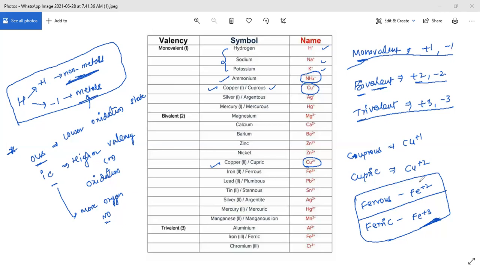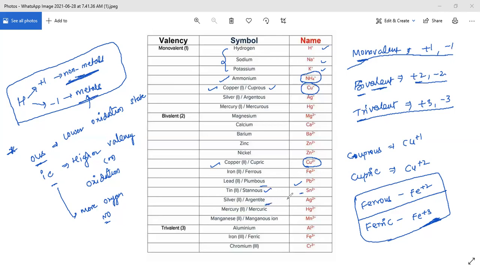So next one is iron, Fe+2. Lead: plumbous is Pb+2. Plumbic will show Pb+4. Stannous also the same, Sn+2. Stannic, Sn+4.